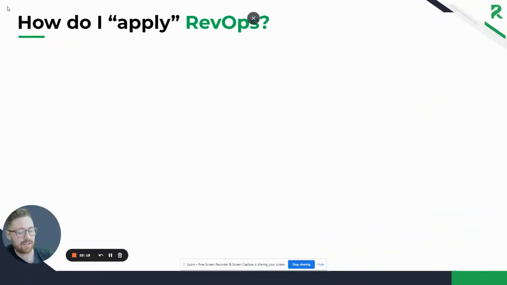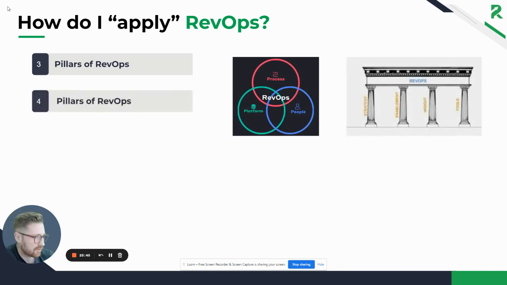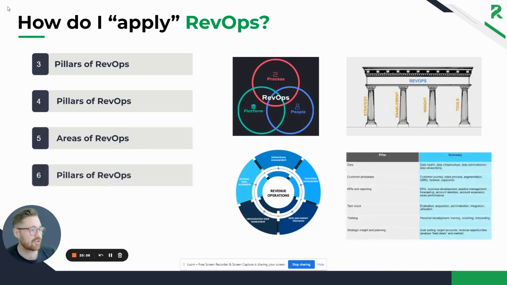So how do I apply? Well, I think this is funny. I've read, honestly, more than 40 RevOps guides in preparation for creating this class. And I found several different methodologies. I don't know if it's the pillar problem of RevOps. Let me show you. We have the three pillars of RevOps: people, platform, and process. We have the four pillars, which we've added insight to. Really, we have the five areas, instead of pillars, using another word, of revenue operations, and we have the six pillars. Goodness gracious!